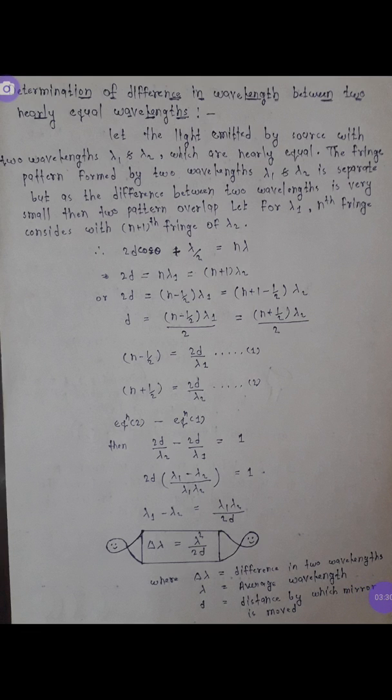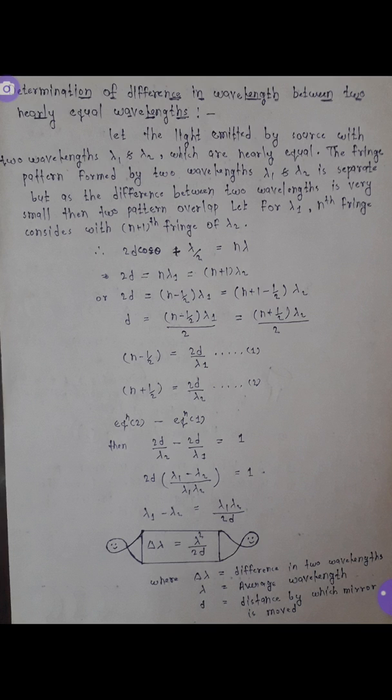Determination of difference in wavelength between two nearly equal wavelengths. Two nearly equal wavelengths means the difference between the two wavelengths is small, suppose the D1 and D2 lines. This condition is seen in sodium light. In sodium light, two wavelengths appear: 5890 angstrom and 5896 angstrom.